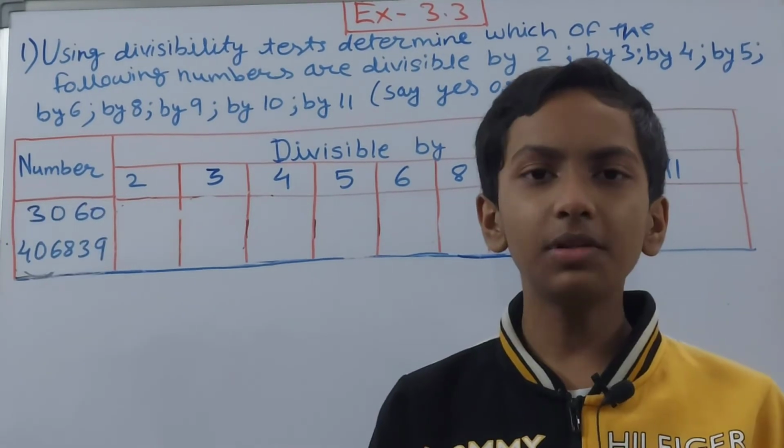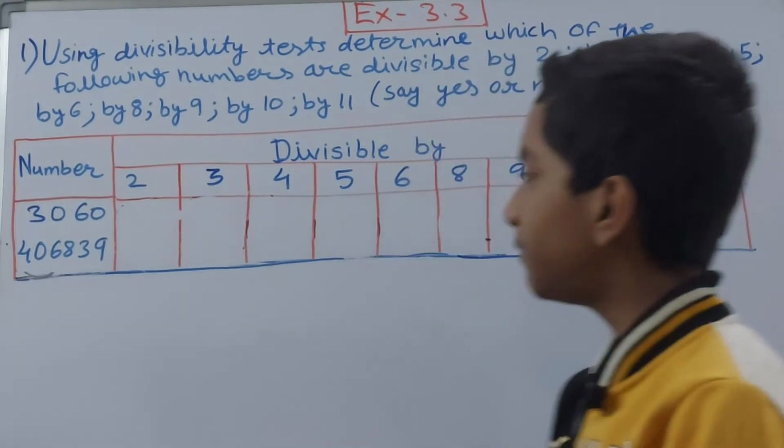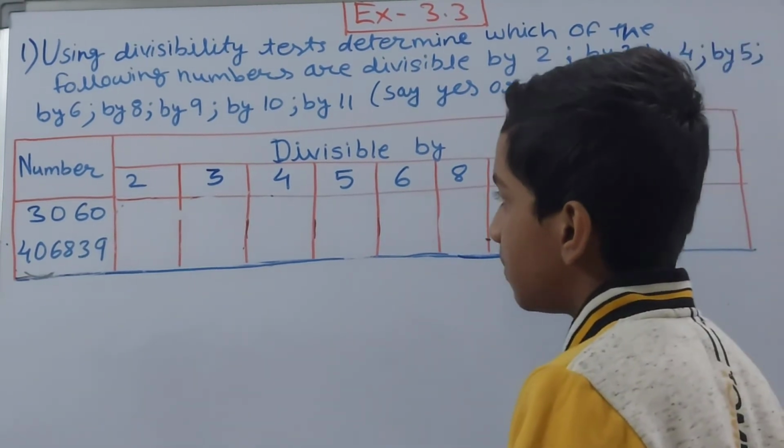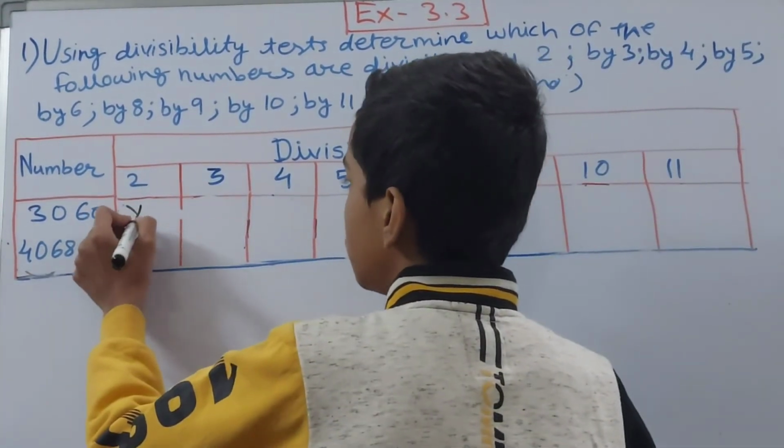Okay. Now we will solve the next numbers. We have 3060 here. Again start from 2. We have 0 at the ones place, so it is divisible by 2.